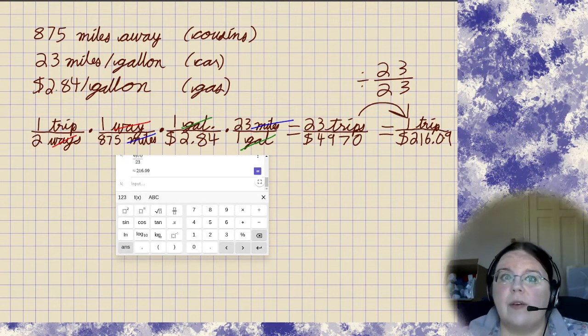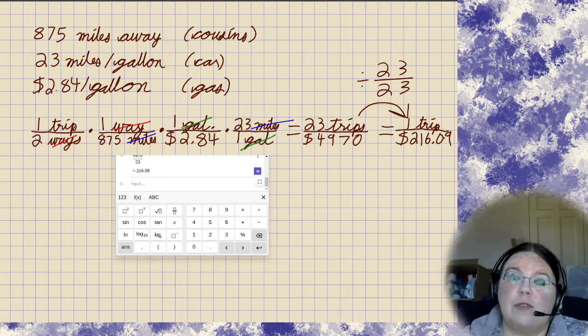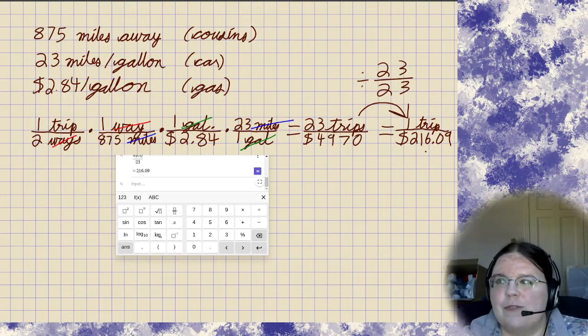$216.09. Now, of course, we used some rounded off values like miles per gallon. So I would say maybe it would be a good idea if they saved $220. But on the other hand, if they just saved $216 and this turns out to be exact, they can look under the floor mats for the other 9 cents.